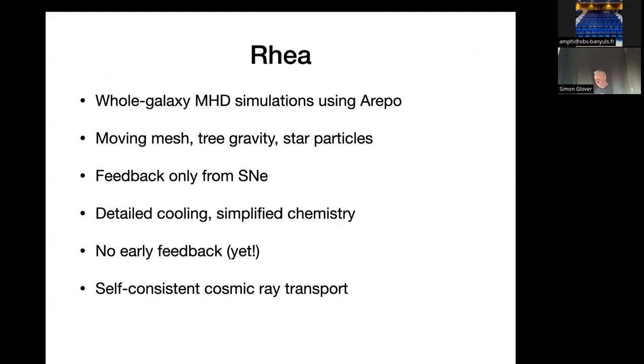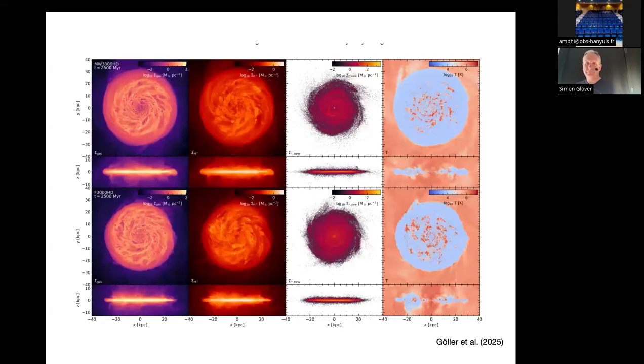And then the final project I just briefly wanted to mention is one I'm involved in called RHEA, where we're doing whole galaxy simulations using Arepo. So this is a moving mesh approach. These simulations only have feedback from supernovae. We have a pretty detailed cooling treatment, very simple chemistry treatment, no early feedback yet, but self-consistent cosmic ray transport. And you've seen this plot already.